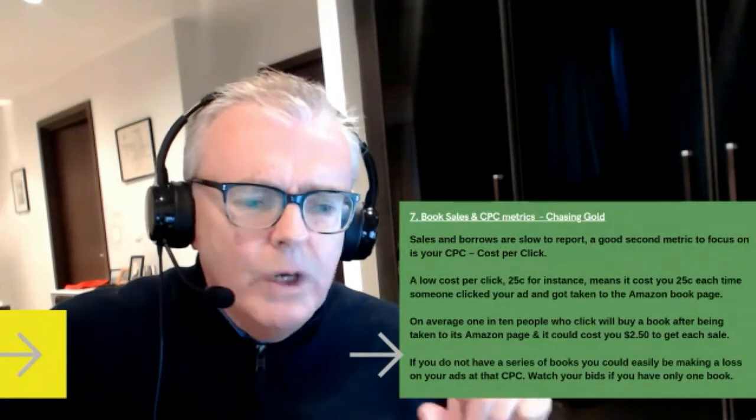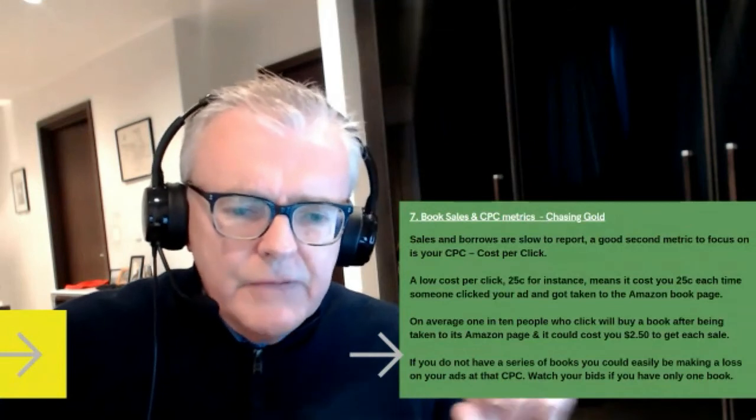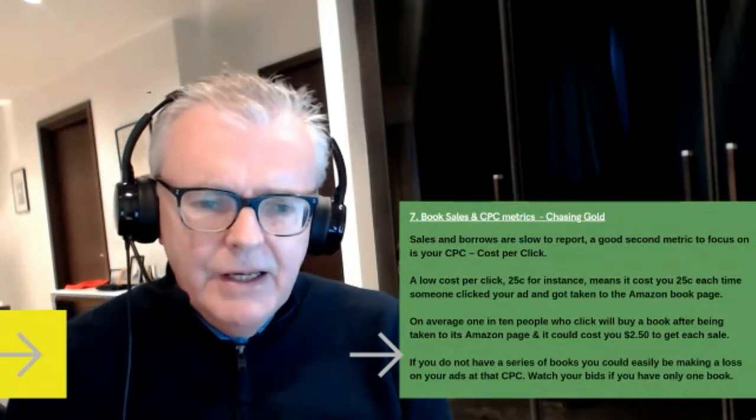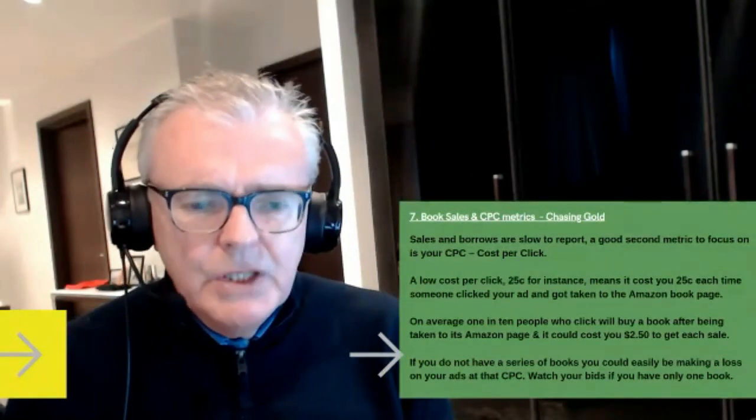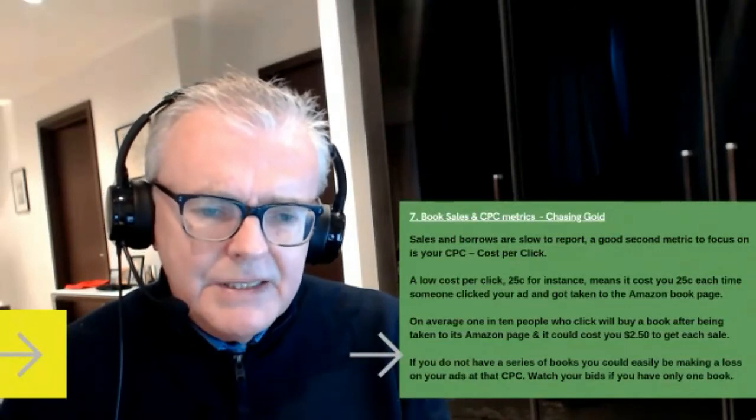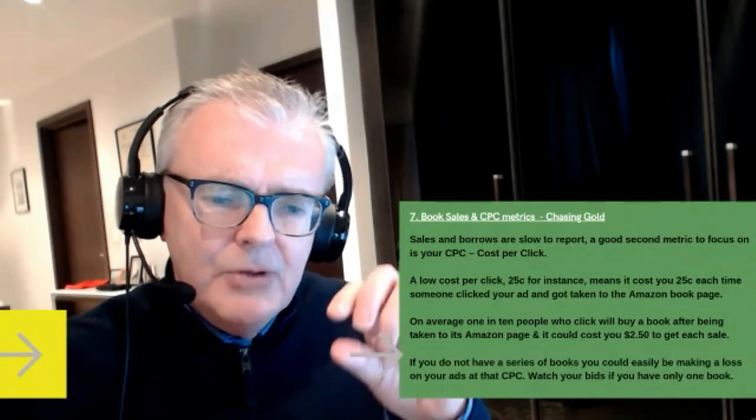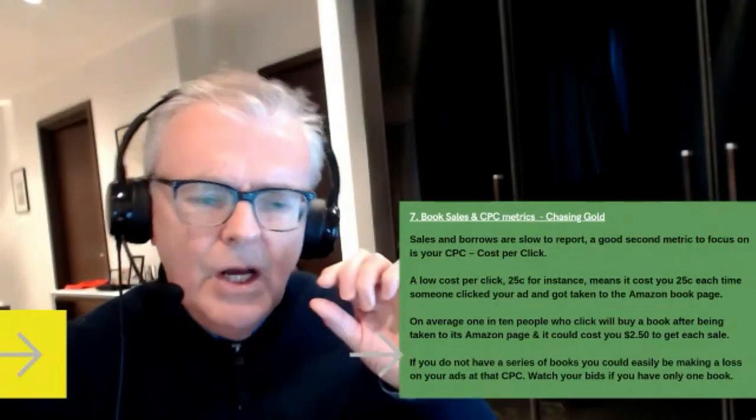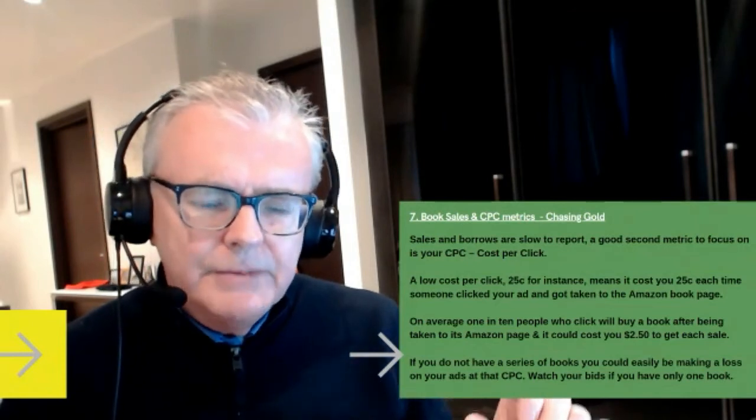On average, 1 in 10 who click and are taken to the book page will buy your book. That could cost you $2.50 if you are paying a 25 cents cost per click. It could cost you $2.50 to sell a book because it took 10 clicks to get a sale. Now, we have some people who are doing better than 10 clicks. The other metric was 1 in 1,000 impressions to clicks. So now we're at the clicks to sales. One sale per 10 clicks means that 25 cents costs you $2.50.